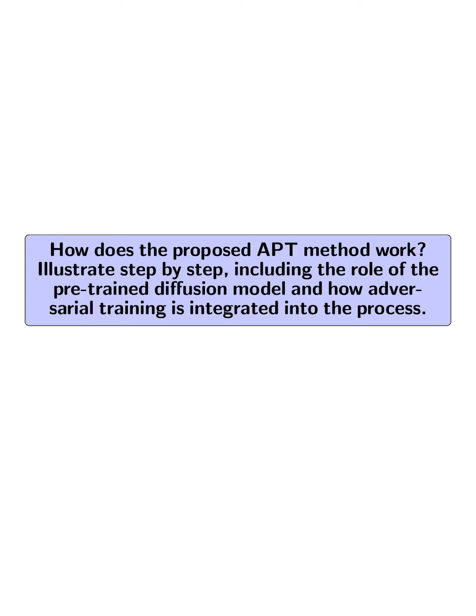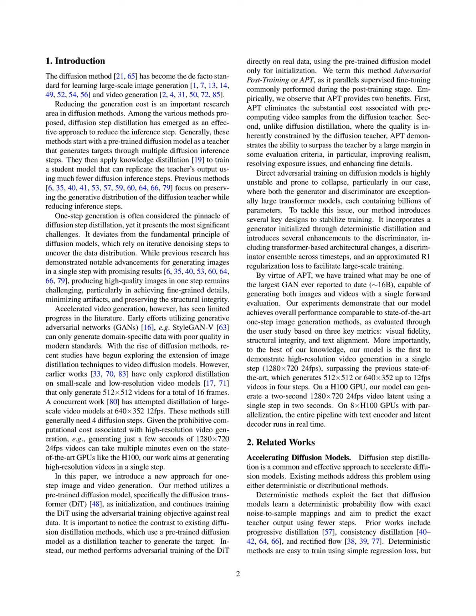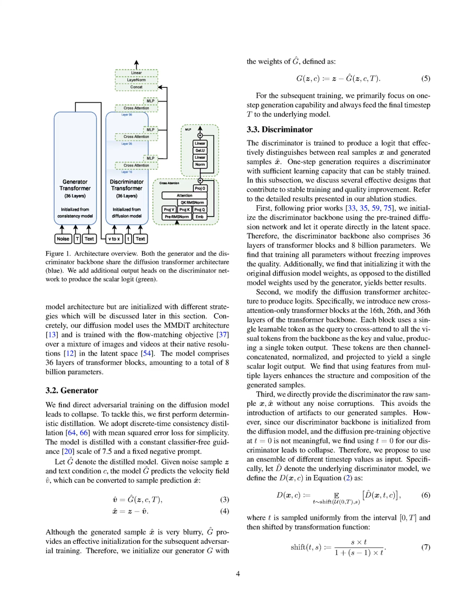How does the proposed APT method work? Illustrate step by step, including the role of the pre-trained diffusion model and how adversarial training is integrated into the process. The proposed adversarial post-training APT method begins by utilizing a pre-trained diffusion model, specifically the diffusion transformer, DiT, as an initialization point. This model is first distilled using deterministic methods to create a generator, denoted as G, which provides a rough initialization for the subsequent adversarial training.